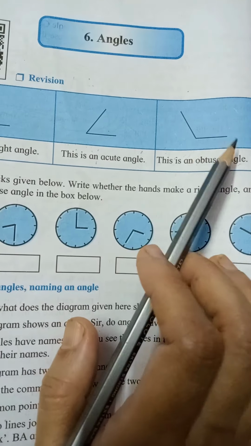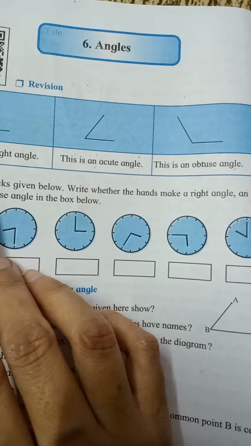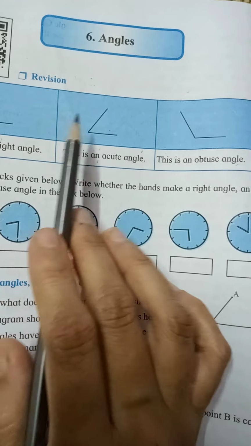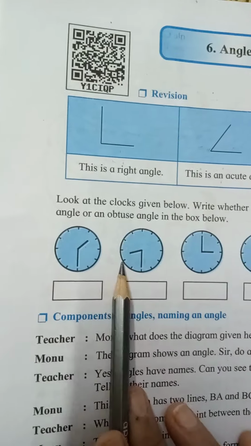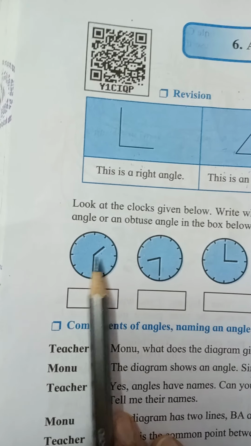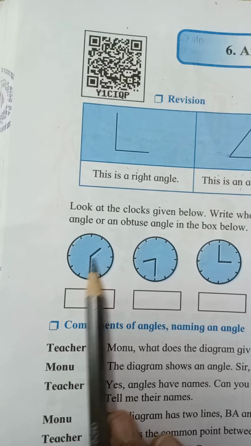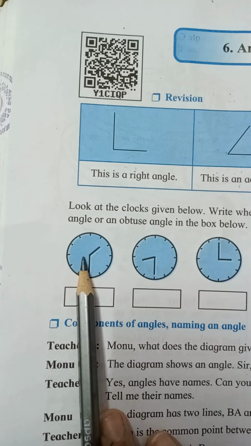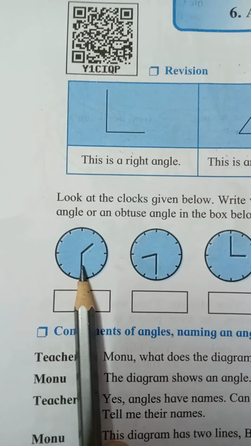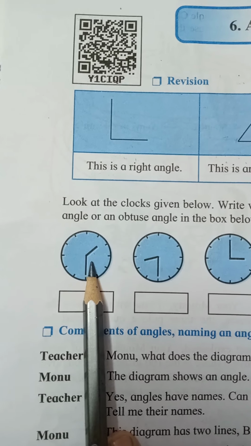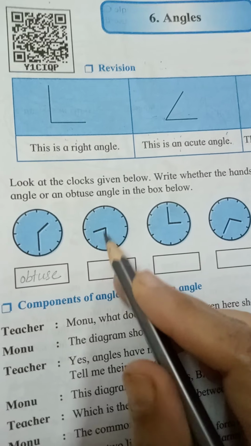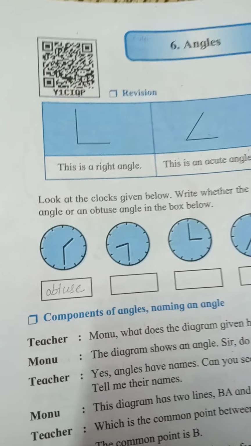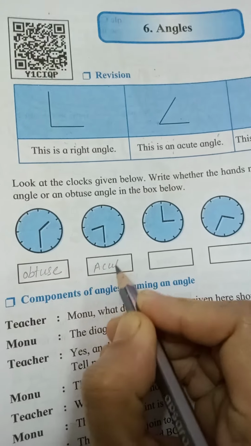You have learned this in the previous standard 4th. So now we will learn more about the angles. First we will do the revision. See, here some clocks are given and you have to write which angles are showing in each clock. See, first one, this is what? More than 90 degrees. So an angle which is more than 90 degrees is which type of angle? Obtuse. So here you have to write obtuse angle. See here, this is which type of angle? Less than 90. So this is an acute angle.